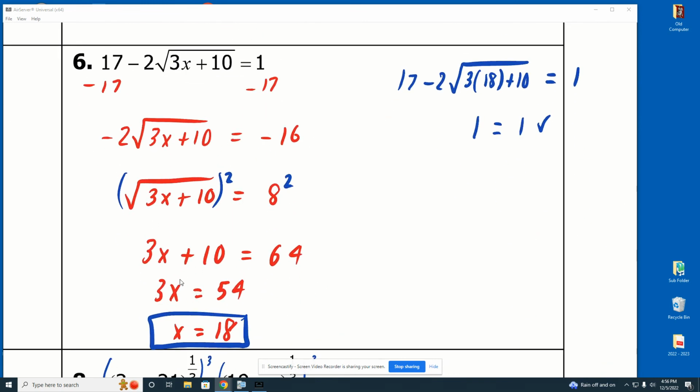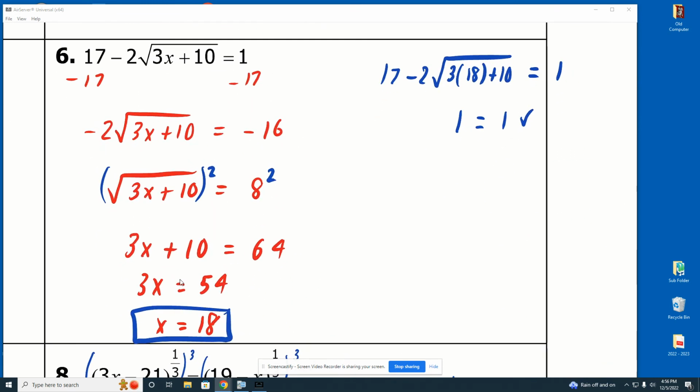Here is number 6. Number 6 might have been a little bit harder. It wasn't too bad, but you had to subtract 17. That gave me negative 16. Then I divided by negative 2. That will cancel that negative out and become a positive 8. Then again, we raise it to the power of the root. That's squared. So that gives me 64. Subtract 10, divide by 3, x equals 18. I went straight to my calculator. Look, I just typed this into my calculator. I replaced x with 18. So 17 minus 2 times square root of 3 times 18 plus 10, pushed equals, and sure enough, 1 equals 1.